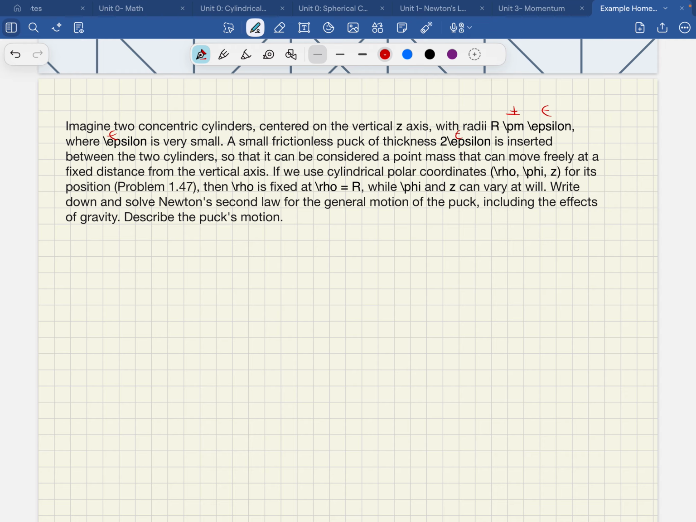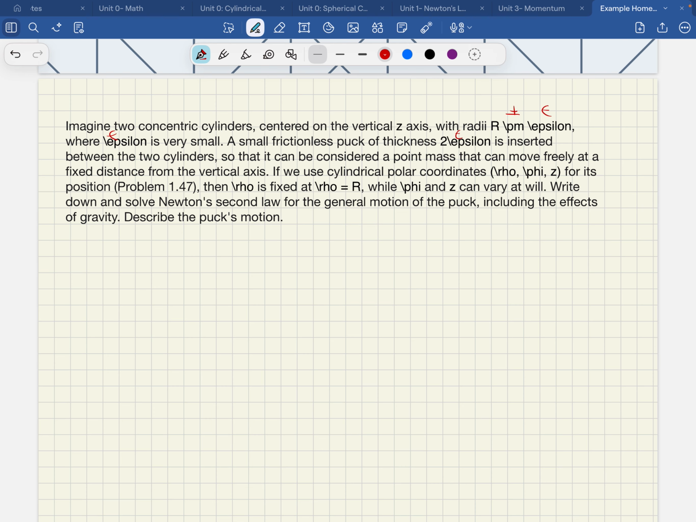If we use cylindrical polar coordinates, r, rho, phi, and z, for the position, then rho is fixed at rho equals r, while phi and z can vary at will. Write down and solve Newton's second law for the general motion of the puck, including effects of gravity. Describe the puck's motion.